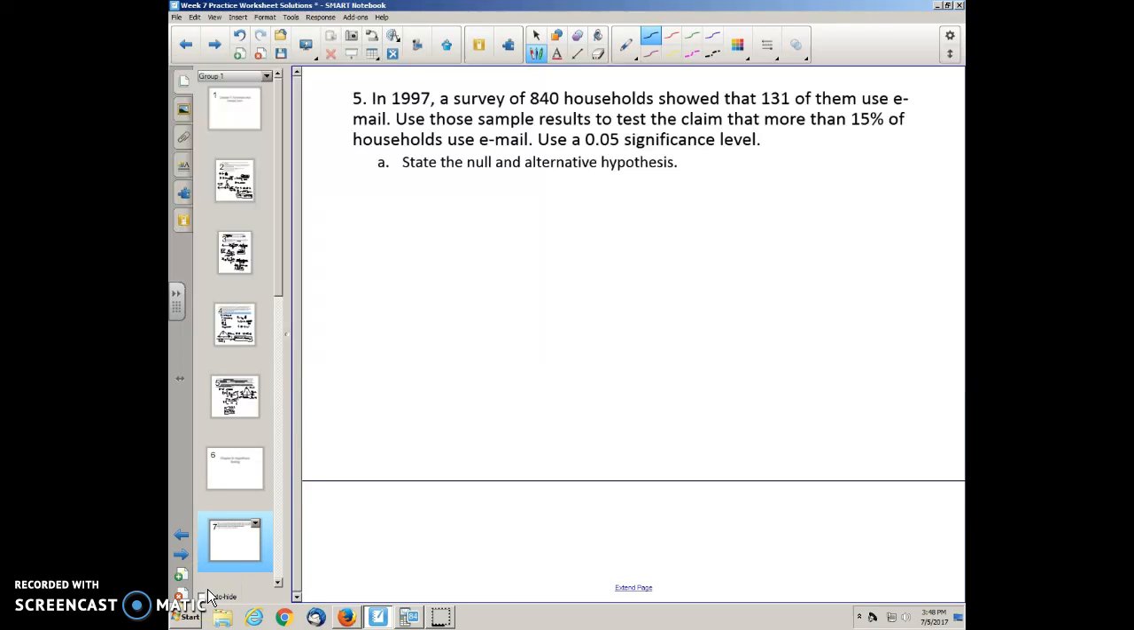In 1997, a survey of 840 households showed that 131 of them use email. Use those sample results to test the claim that more than 15% of households use email, use a 0.05 significance level. So here's the claim: more than, that's a key word right there, more than 15% of households use email. So we have null and alternative hypotheses.